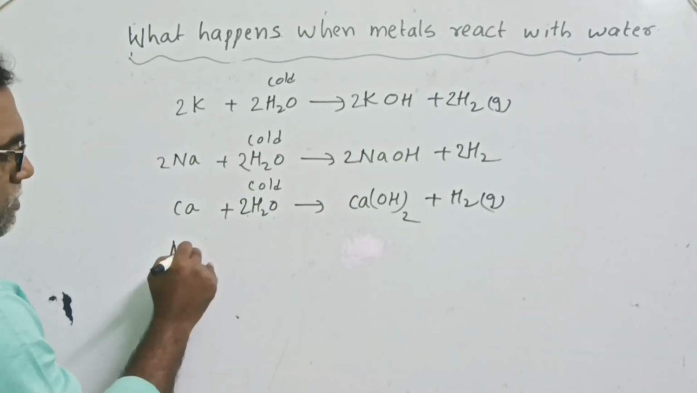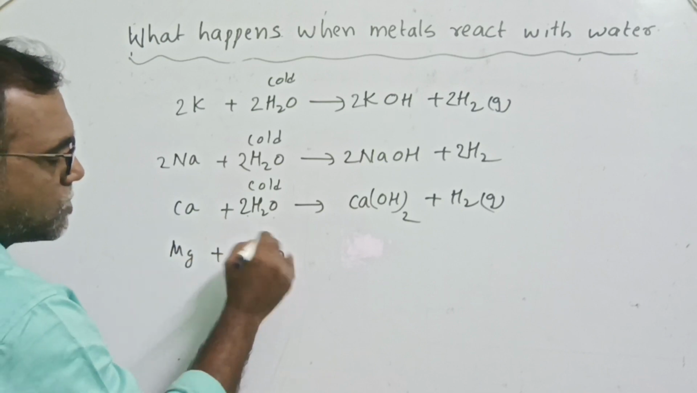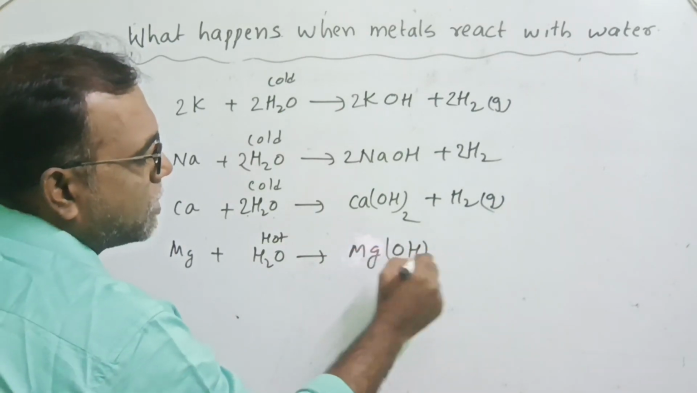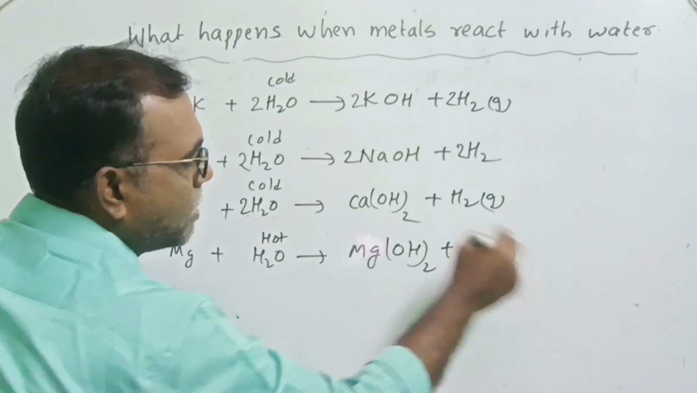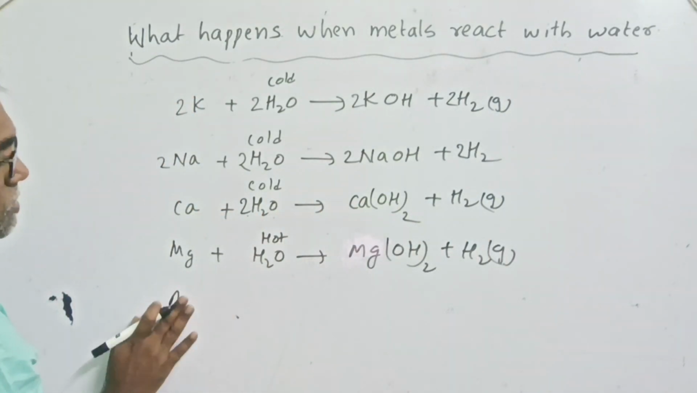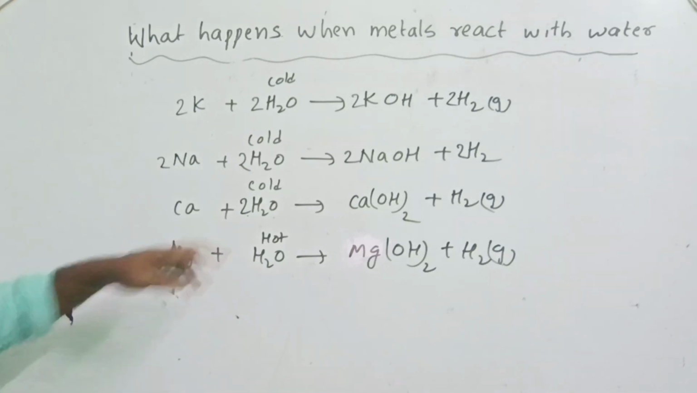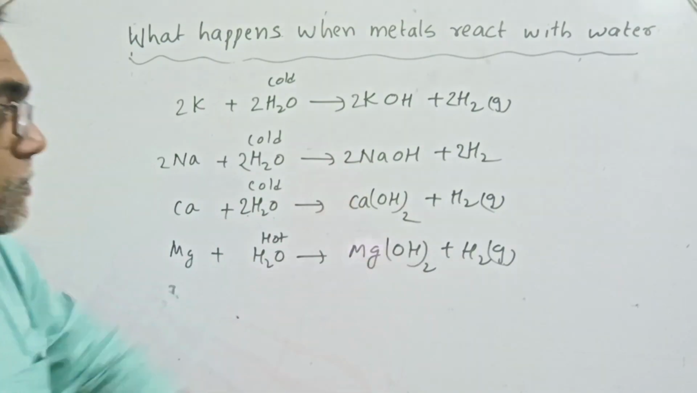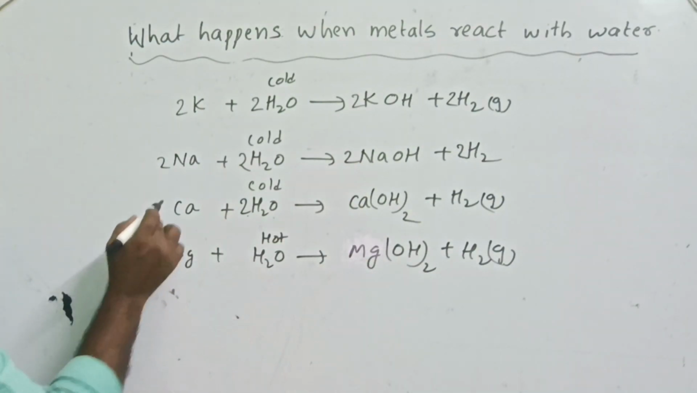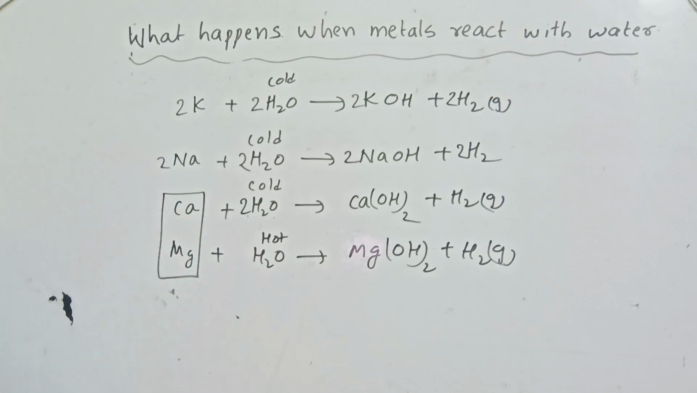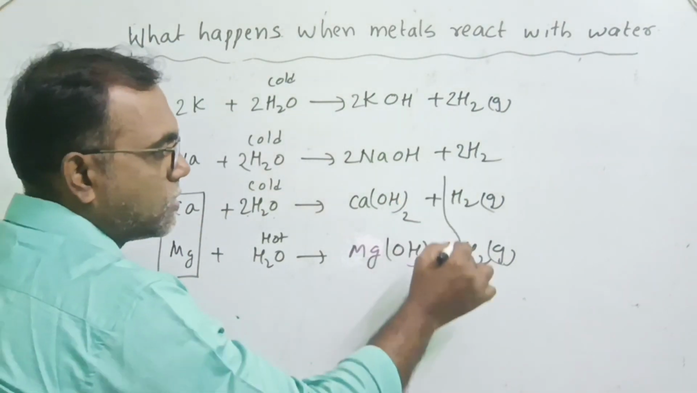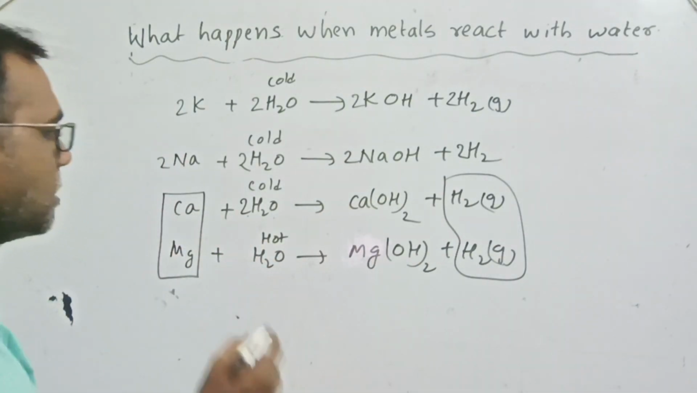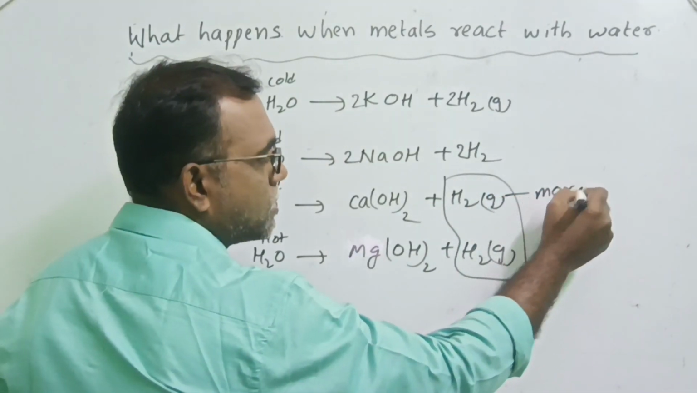Now magnesium reacts with water. Which water? Hot water, and gives magnesium hydroxide and releases hydrogen gas. Similarly, when you see these 4 metals, what product are they forming? Hydroxides, their respective hydroxides, and releases hydrogen gas. Here what we have noticed is that calcium and magnesium float on the surface of water due to the release of hydrogen gas. Among these two metals, which metal releases more hydrogen gas? Calcium releases more hydrogen gas.